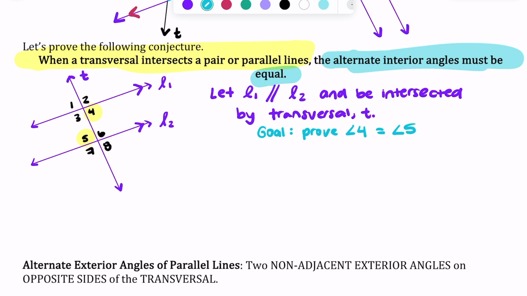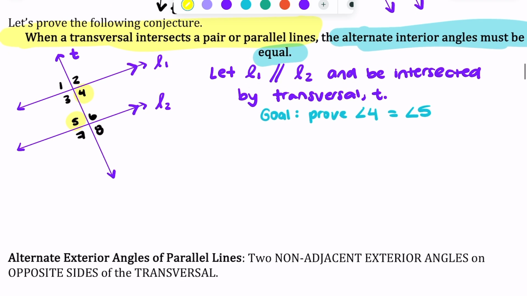Now, something important, I need to write the angle symbol in front of the number 4 and 5 because I'm never trying to prove that the number 4 is equal to the number 5. I know it is not. But angle 4 is possible to equal angle 5. Okay. Now, how I'm going to do it.